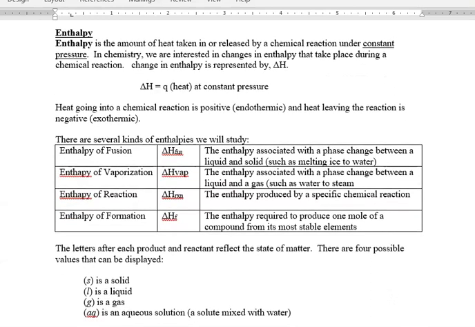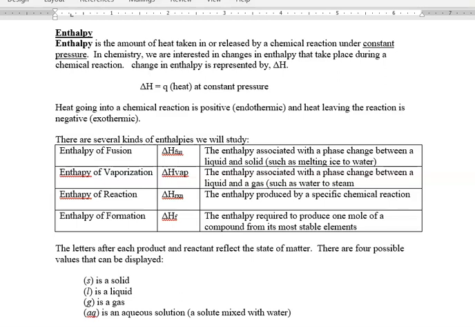Okay, enthalpy. Enthalpy is the amount of heat taken in or released by a chemical reaction under constant pressure. What does constant pressure mean? It means you're doing the reaction in open air. So you have the atmospheric pressure pushing down on the reactants, and that doesn't change. Your chemical reaction doesn't change the pressure in the atmosphere. It is what it is. Typically it's 1 atmosphere at sea level. So it just means you're doing your chemical reaction in open air, not in a closed container where the pressure could get greater or less.